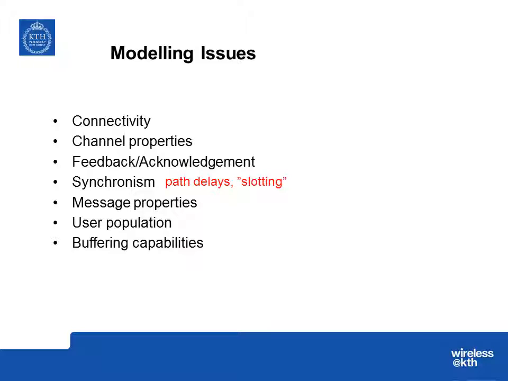Synchronism is in practice an important issue. In our simplistic model, we will assume that the transmitters and receivers are synchronized and all transmissions start at the same time in a slot, so they are perfectly synchronized. But in practice, due to the path delays between the transmitters and receivers, perfect synchronization is not always possible. And particularly when we look at carrier sense multiple access systems, the path delays will be of crucial importance.